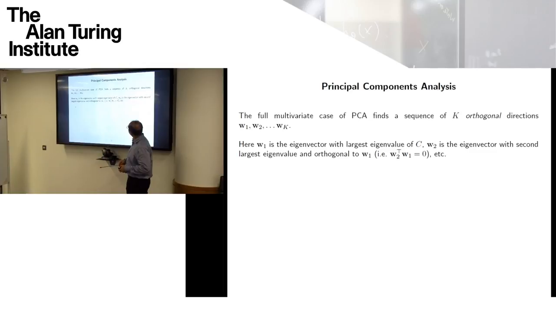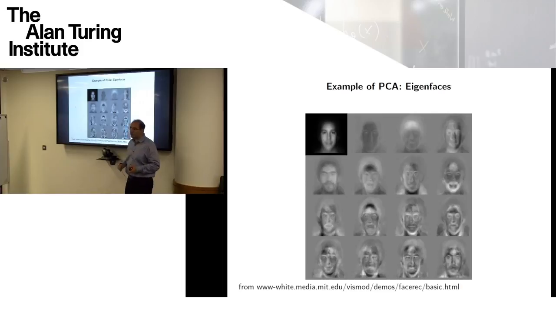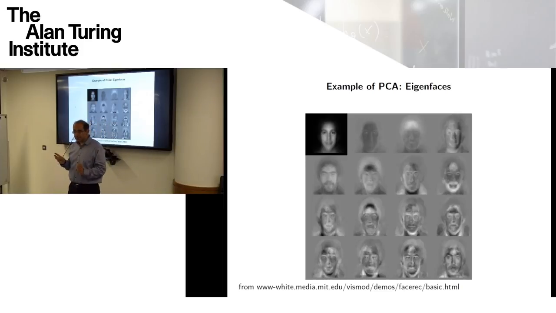Okay, and that's the multivariate version. And here's what happens when you apply it to images of faces. This is kind of nice to look at. You take a database of pictures of people's faces where the images have been aligned so that I think the eyes and roughly the nose and mouth are aligned, and the background is dark.